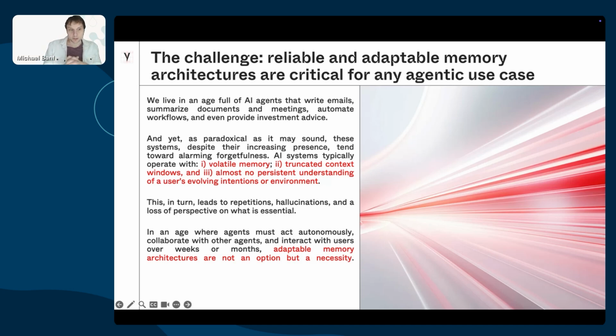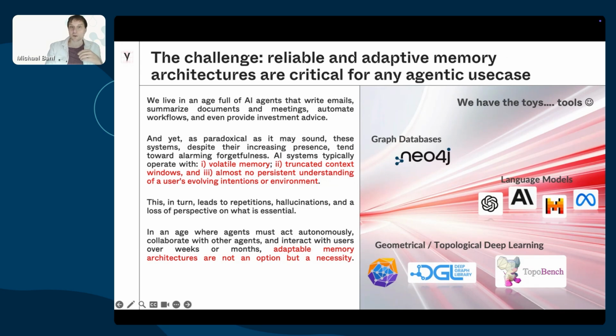It feels like we're lagging behind on the dynamic memory side, because we're dealing with truncated context windows, volatile memory, and often almost no persistent understanding of user intentions, changes in environments, and changes in user behavior. We need these adaptive memory architectures, and it's interesting because we actually have all the tools, or toys, depending on how you want to look at it. We all have that available, right?